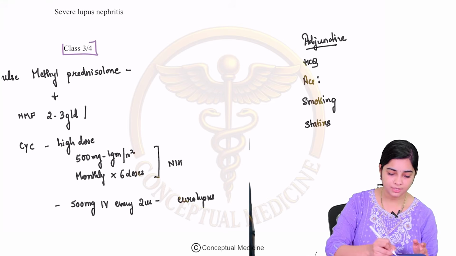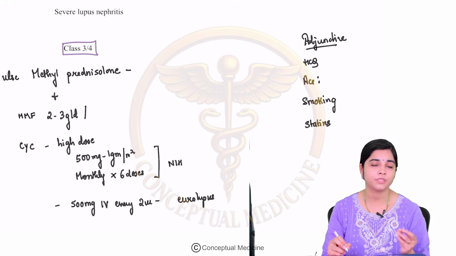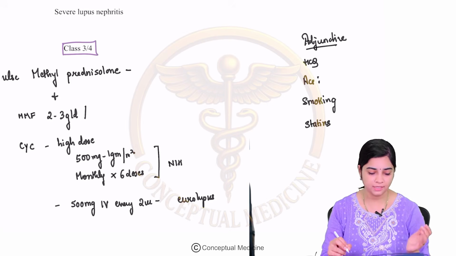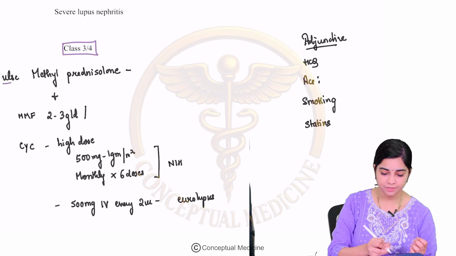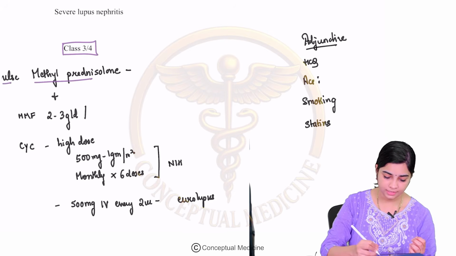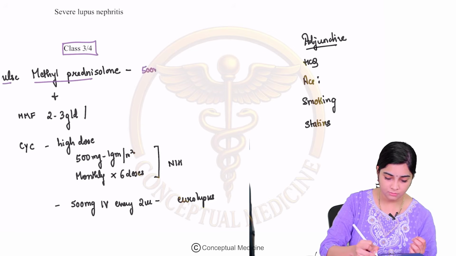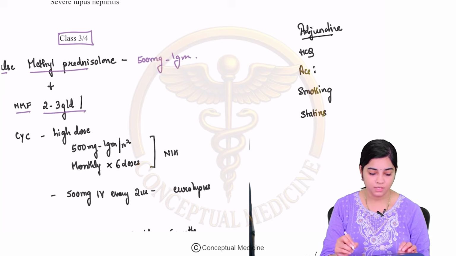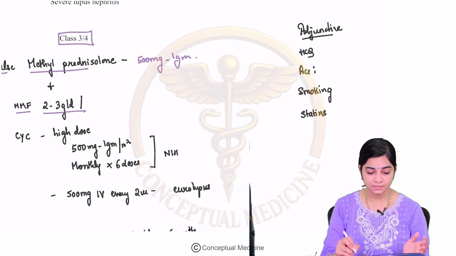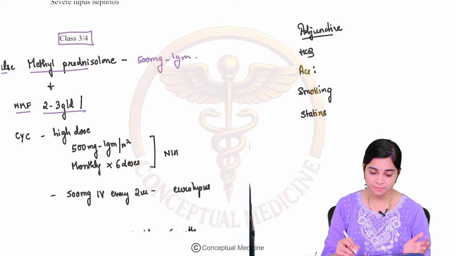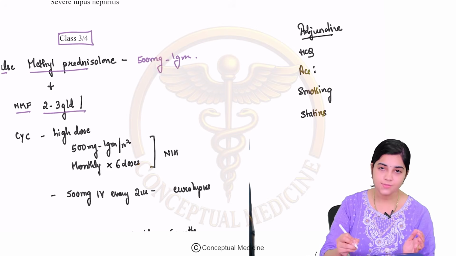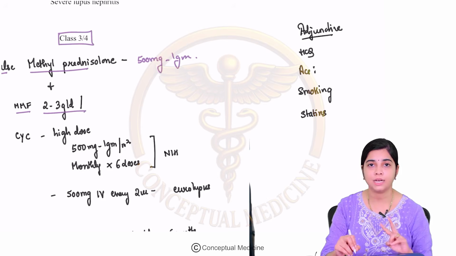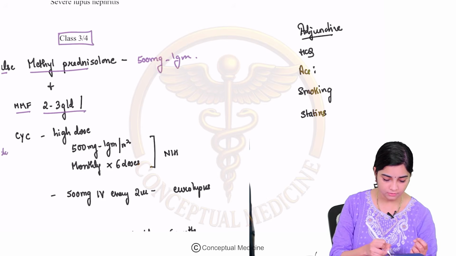So, how do you manage class 3 and 4? Class 1 and 2 would require a maximum of an ACE inhibitor. Class 3 and 4 lupus nephritis management is slightly different. You have to give an IV pulse methylprednisolone, at about 500 mg to 1 gram, along with a secondary agent, which can be mycophenolate mofetil, or MMF, at 2 to 3 gram per day, and this treatment will go on for at least 6 months. If MMF is not used as a secondary agent, the other agent you can use is cyclophosphamide.